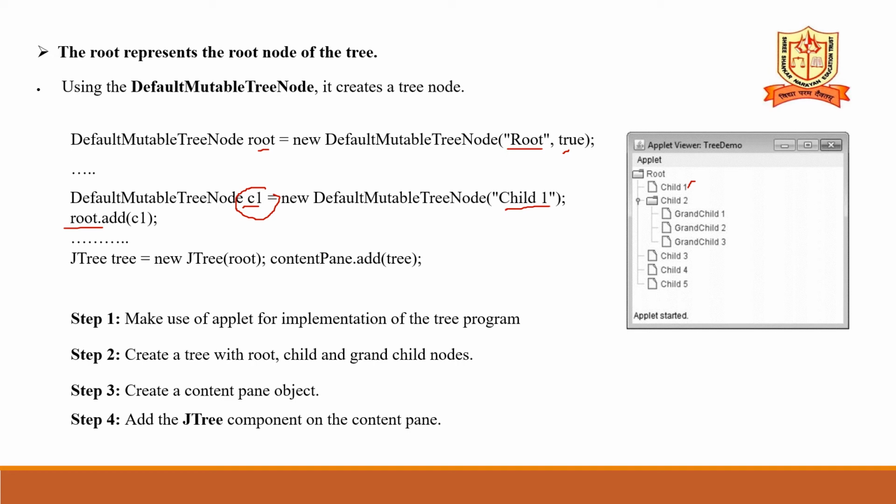After that you have to add this root node to the JTree object. Here tree is the object of the JTree, and after that you have to add this JTree to the content pane. Here are the steps: make use of applet for implementing the tree program. Suppose you are adding the tree in the applet, you create the applet, and after that create a tree node with root, child and grandchild nodes. Create the content pane object, add the JTree component on the content pane.